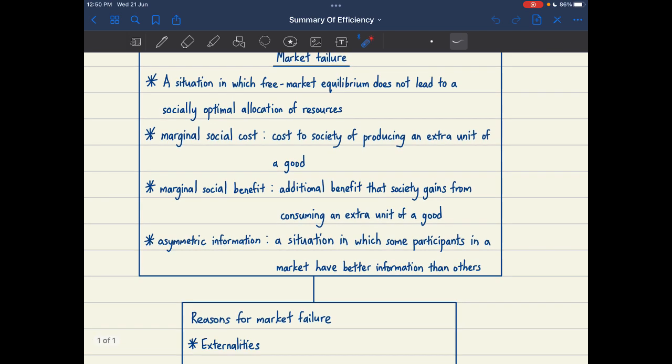Then let's look at asymmetric information. Asymmetric information is a situation in which some participants in the market have better information. For example, let's say I want to purchase a car, and I really like European luxury cars. I realize that their resale value is very, very low. One day I went to the car dealer and purchased one. When I got home, I realized that the car has very high maintenance costs. The imported parts are very expensive, fixing the car is very expensive, and I end up having to sell the car at an even lower resale price.